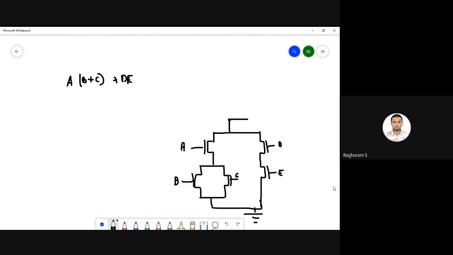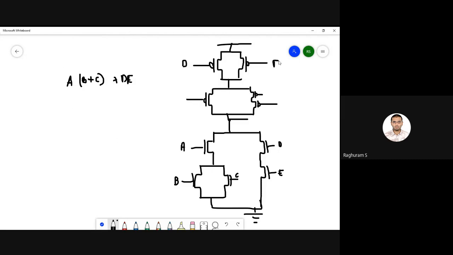And this will be the output, and exactly opposite of this will be the pull-up network. So these two that are in parallel in the pull-down network will be in series. So I will have D, E in parallel because they're in series in the pull-down network. And in series with that, I will have on one side A, and the whole thing is B, C, and these are all PMOS transistors. So there should be a bubble. There also there should be a bubble. So this is B, C, and then this is A. Okay, so finally the circuit is ready.